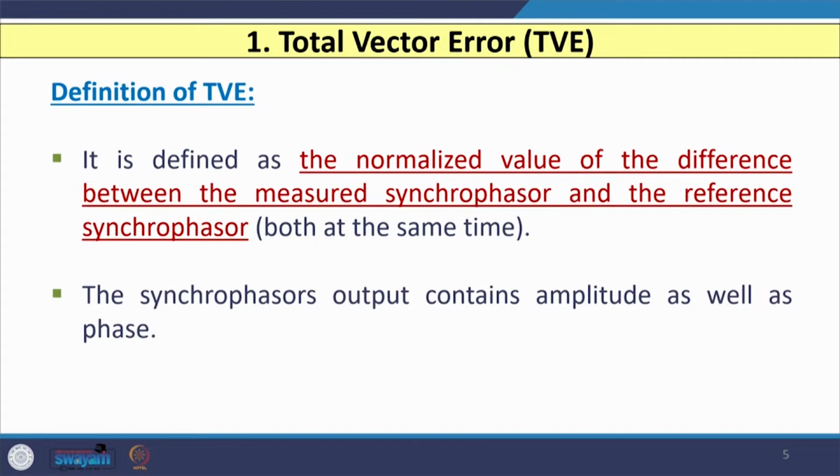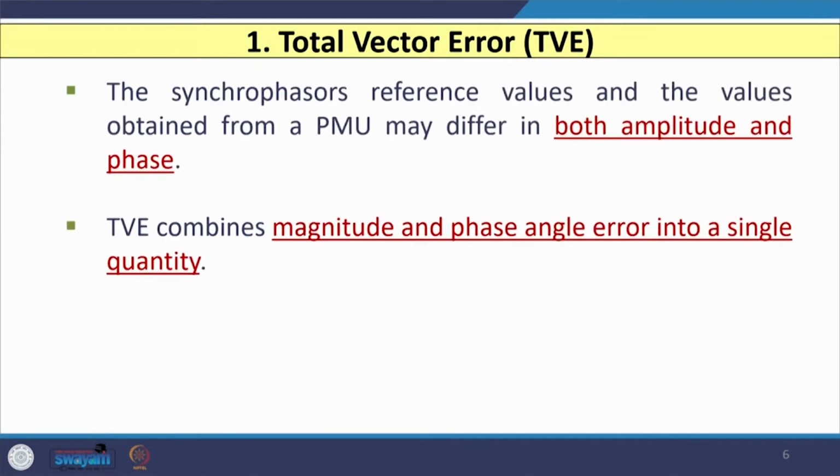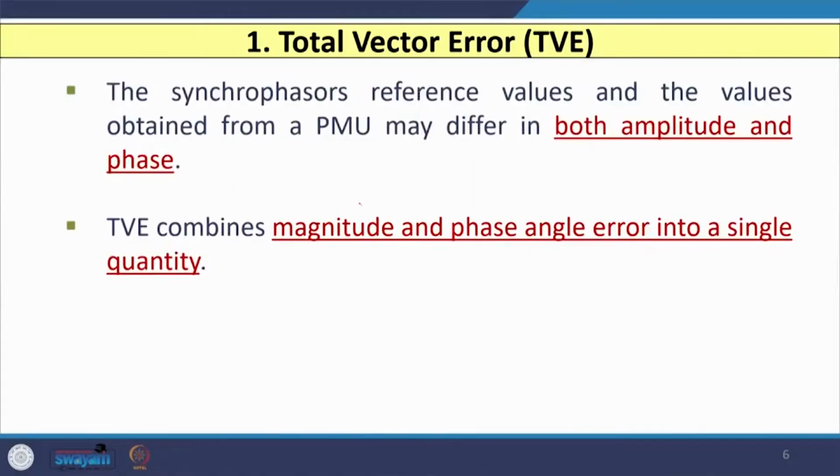Total vector error is defined as the normalized value of the difference between the measured synchrophasor, that is estimated by the PMU, and the reference synchrophasor, and these two are at the same time. Normally, we know that the synchrophasor output contains both amplitude as well as phase. So, the synchrophasor reference values and the values estimated by the PMU may differ both in amplitude as well as in phase. So, total vector error combines both magnitude as well as phase angle error into a single quantity.